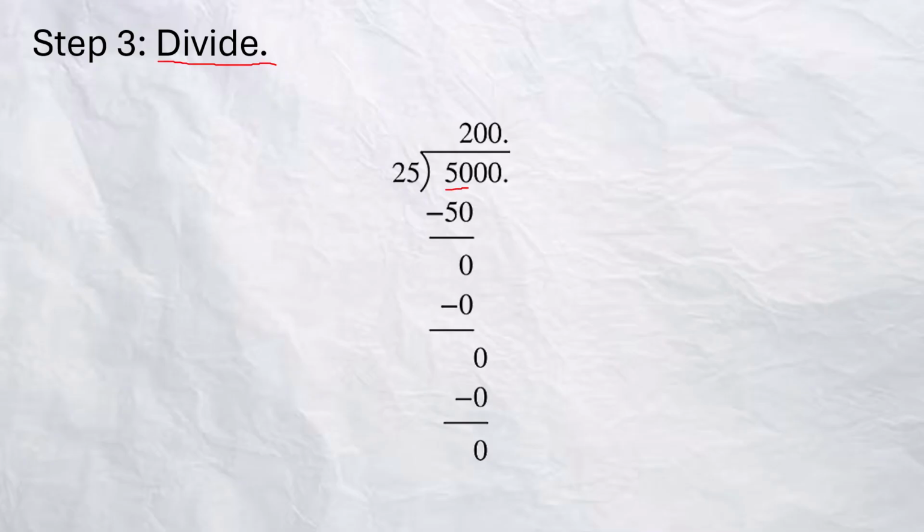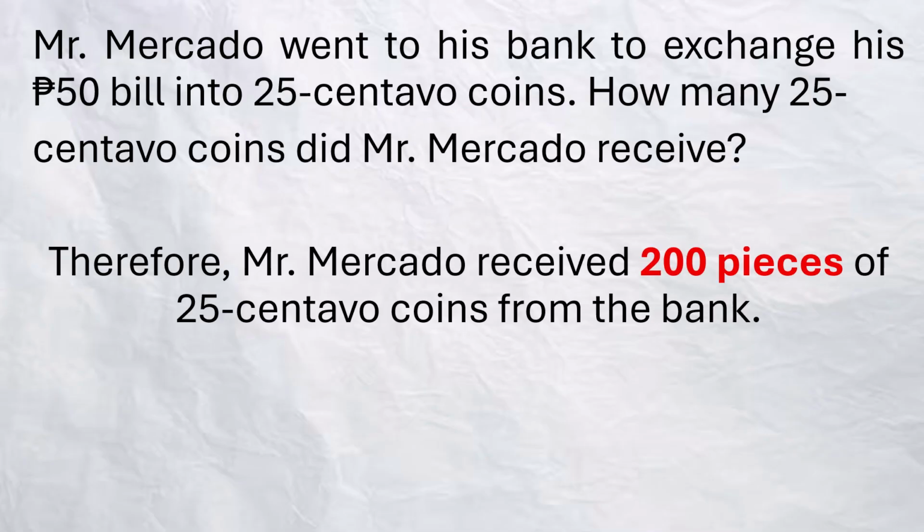So we have 50 divided by 25, that is 2. 2 times 25 is 50. 50 minus 50 is 0. And then you bring down 0. 0 divided by 25 is 0. 0 times 25 is 0. So 0 minus 0 is 0. Then bring down another 0. So 0 divided by 25 is also 0. 0 times 25 is 0. 0 minus 0 is 0. So therefore, we now have the answer. Mr. Mercado received 200 pieces of 25 centavo coins from the bank.